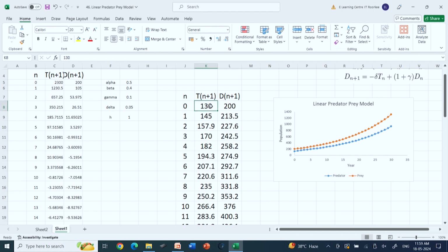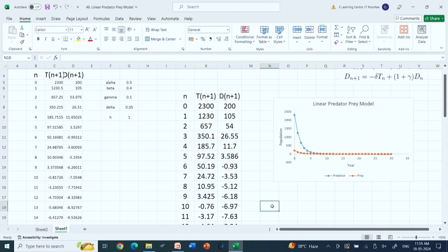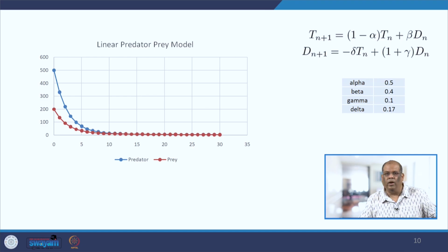How about if I increase them to a very large number of tigers? So you see that again they both go to 0. So what I am trying to say is, in an unstable condition, if you change the initial conditions, the dynamics change, because since the system is not stable, it will not always reach the equilibrium point from wherever you start.